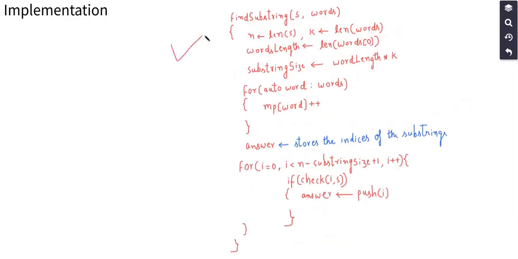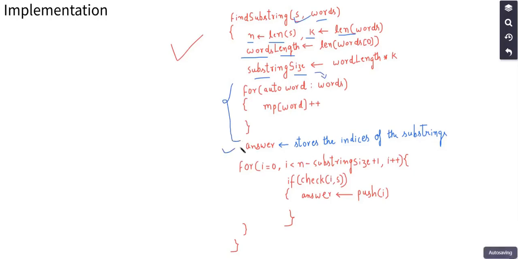Then this is the main function, the find substring function, which takes in the parent string and the words array. It stores the starting indices of all valid substrings. So n represents the length of the string, k represents the length of the words array, word length represents the length of each word, and substring size represents the size of the substring which we want to search in this parent string s. Then we build our hash map here by iterating over the words.